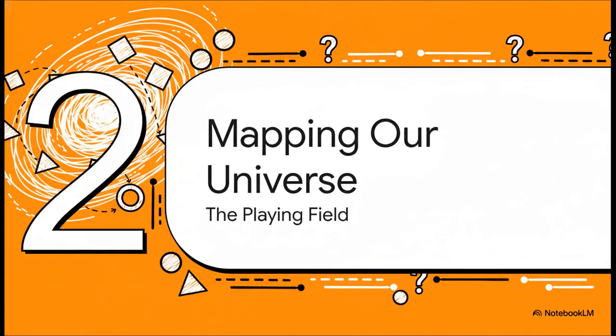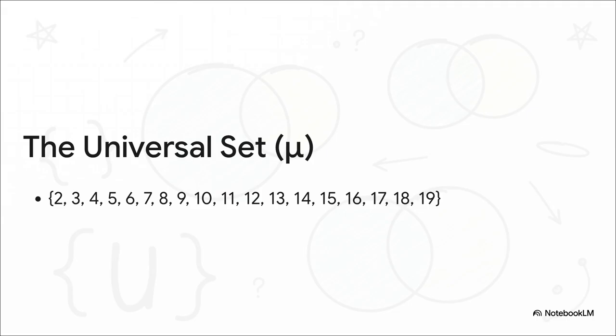And the very first piece is to map out our number universe. Basically, we need to know the world we're playing in. What are the rules? What numbers are we even allowed to use for this problem? The question gives us this, the universal set, represented by that Greek letter mu. It says mu is all integers x, where 1 is less than x and x is less than 20. So what's that in plain English? It just means all the whole numbers between 1 and 20. So our playing field is every integer from 2 all the way up to 19. That's it. That's our entire universe.